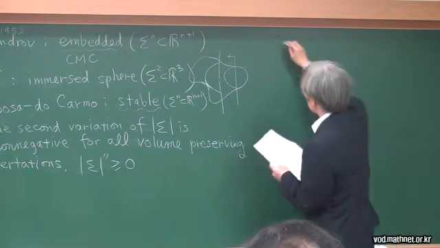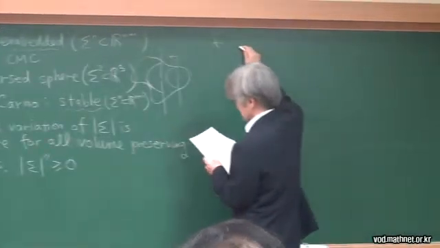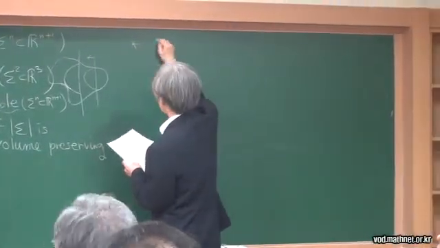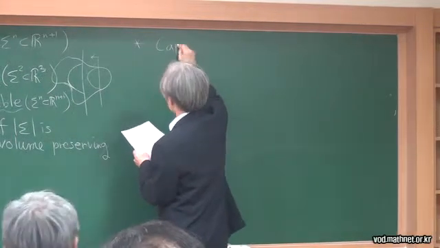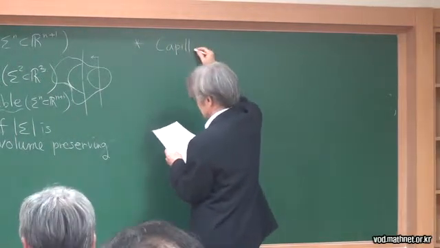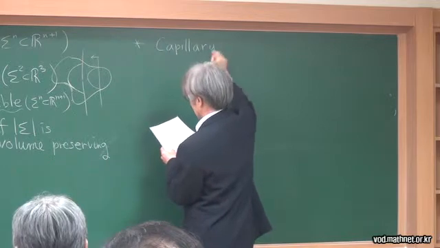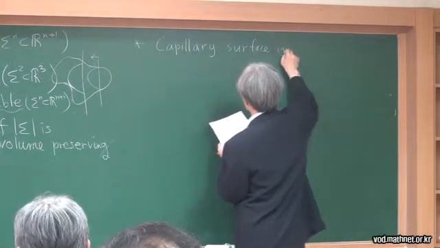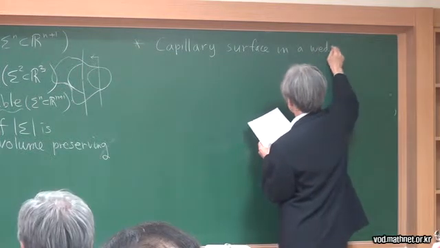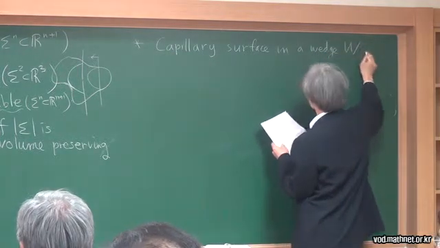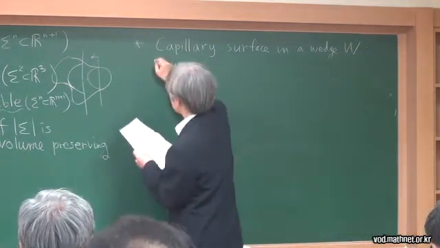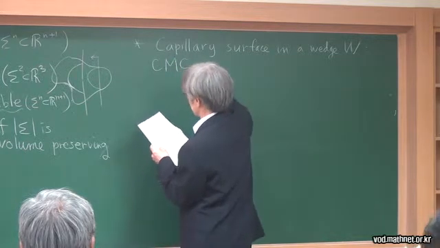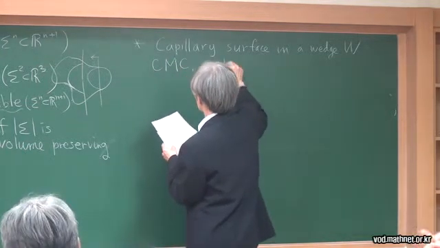Okay, then let's consider a surface with non-empty boundary. One principal example is a capillary surface in a wedge. It's a constant mean curvature surface with constant contact angle.